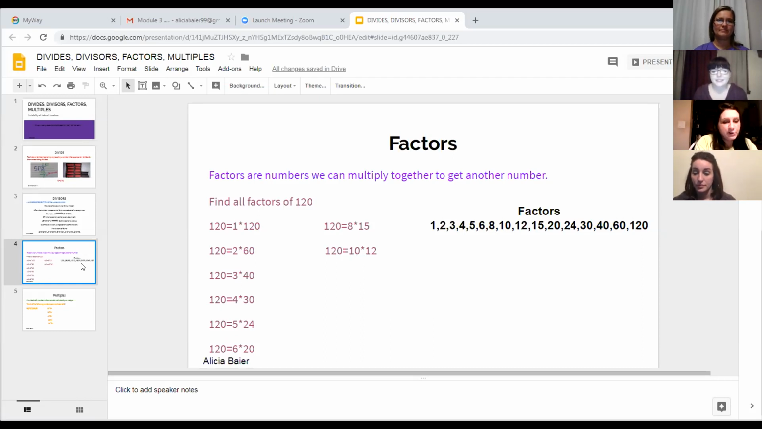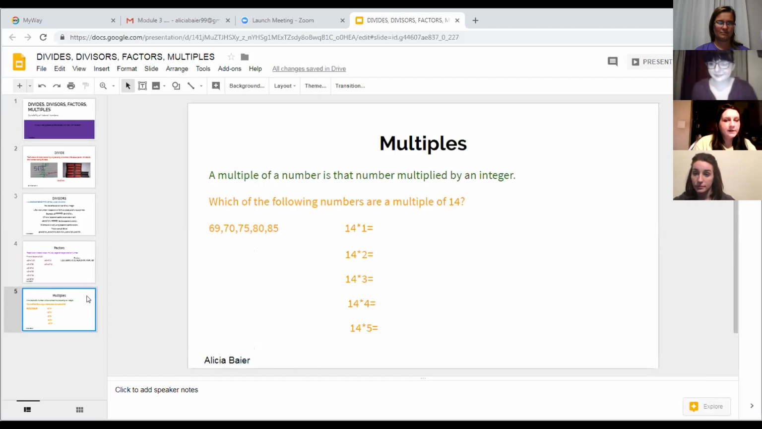What times 2 equals 120? 60. Okay, and then we will move all the way from 3 to 11 to see what numbers times another number will equal 120. Taylor, what are all factors of 120? 1, 2, 3, 4, 5, 6, 8, 10, 12, 15, 20, 24, 30, 40, 60, and 120. Very good, thank you. Now moving on to multiples.